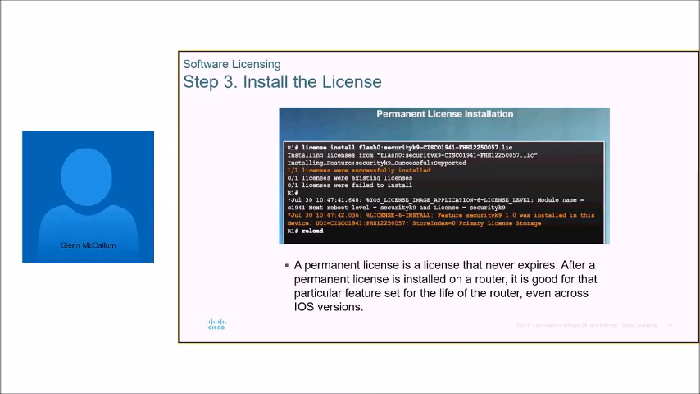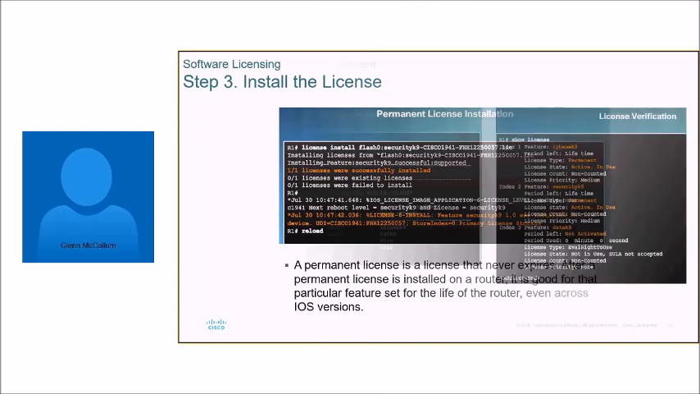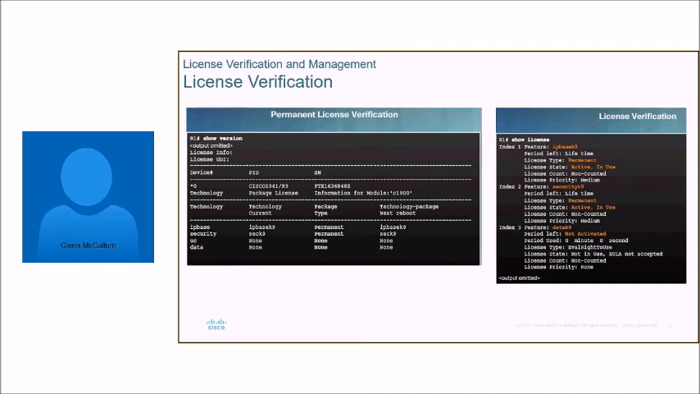A permanent license is a license that never expires. After a permanent license is installed on a router, it is good for that particular feature set for the life of the router, even across new IOS versions. So that's installed on the device, and if there's a new version of the IOS file, you can install it and it will just keep running. For license verification, if you do show version, it tells you which ones have been activated. IP base is permanently activated, and security has been permanently activated as well, while unified communications and data have not been. You can also do show license, and again it shows permanent and not for the others.